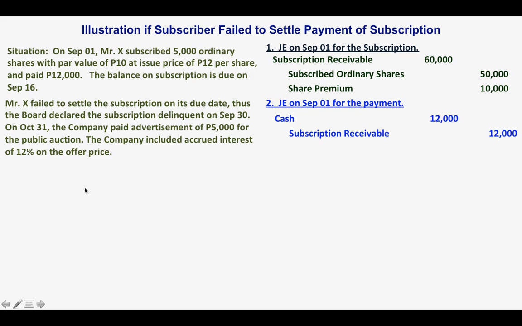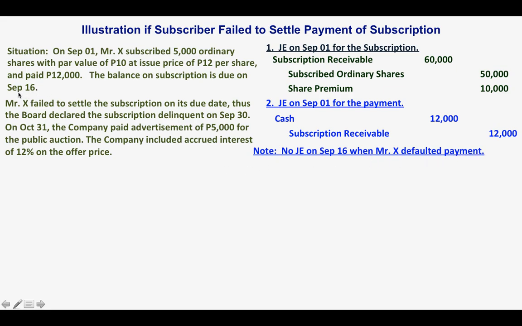The next date is on September 30. On September 30, the board declared that the subscription was delinquent because it was not paid. The balance is due on September 16. Mr. X did not pay it on September 16. On the due date, there will be no entry. There will be no journal entry on September 16 when Mr. X defaulted payment.